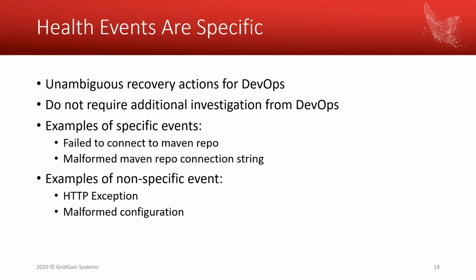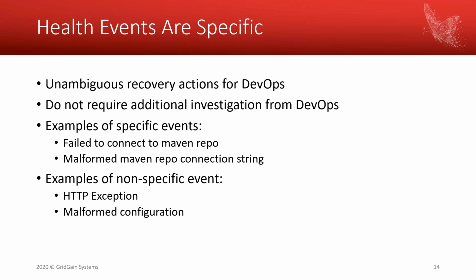Second, health events are specific. You must provide recovery actions for DevOps, to do something with those events. And those recovery actions should be unambiguous. They should not require any additional investigation from DevOps. Minimize or just avoid any if-else in the recovery actions. There should be plain, without any branches.